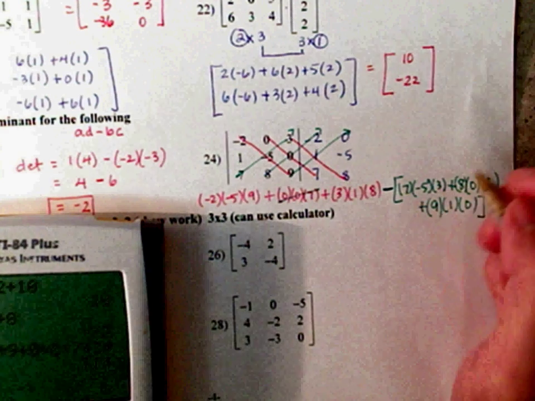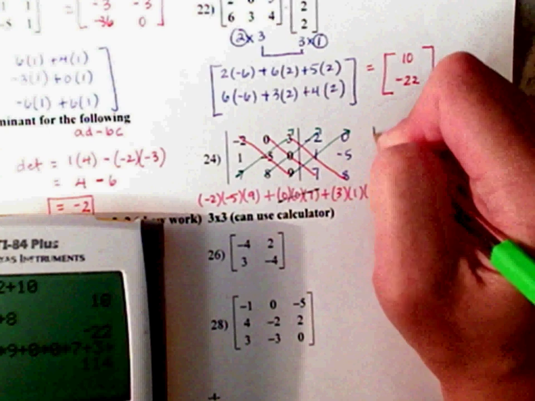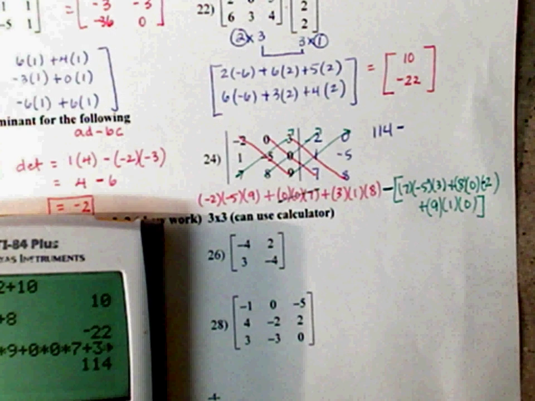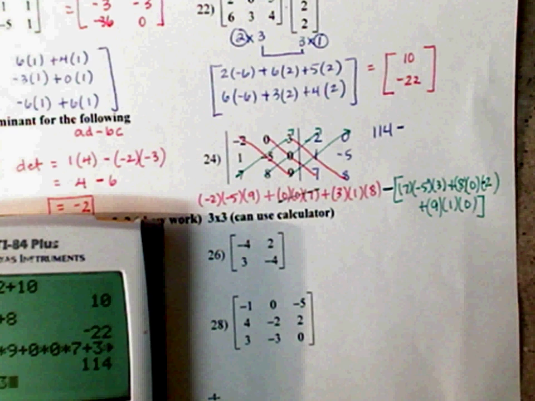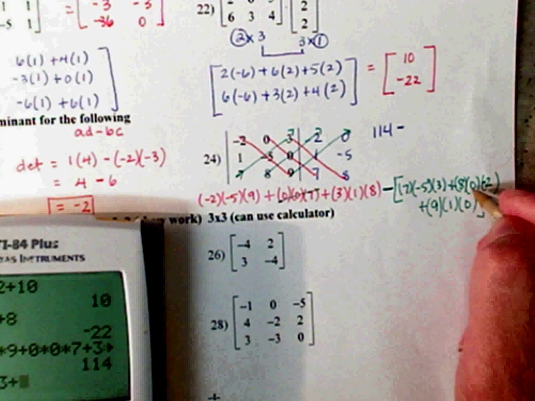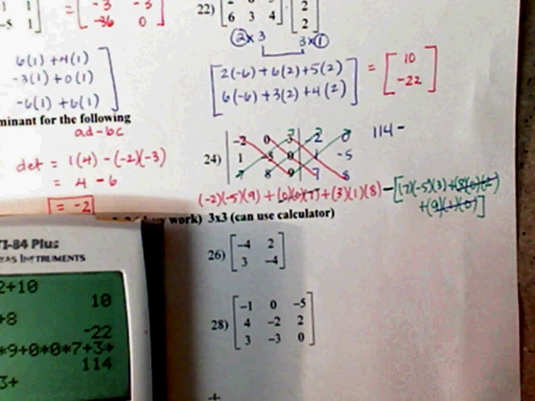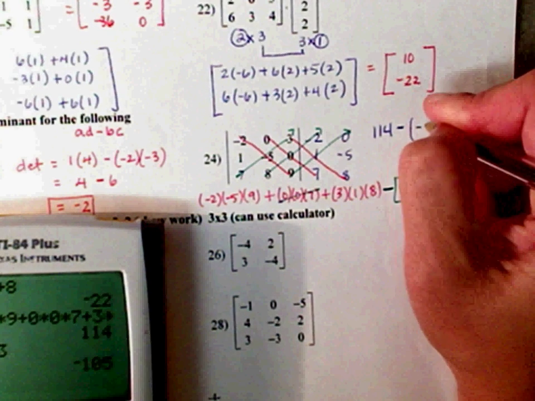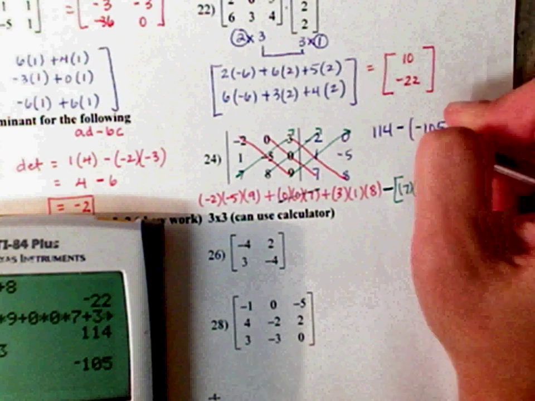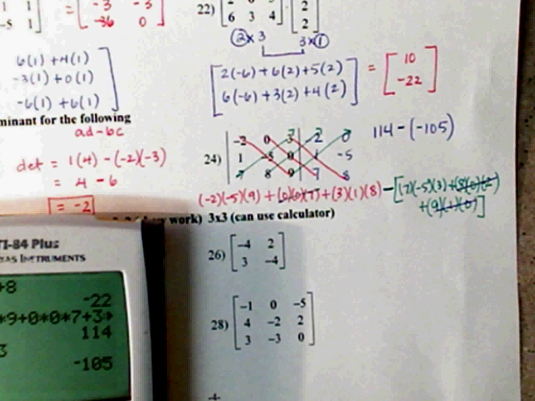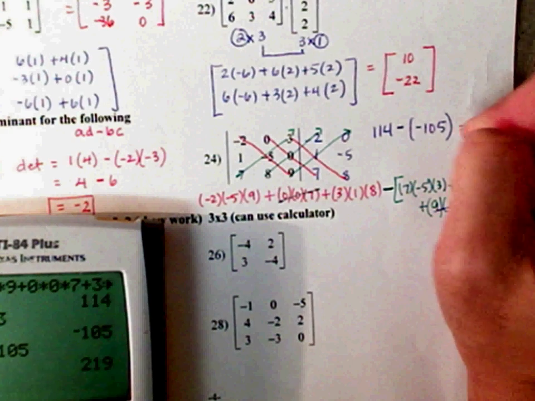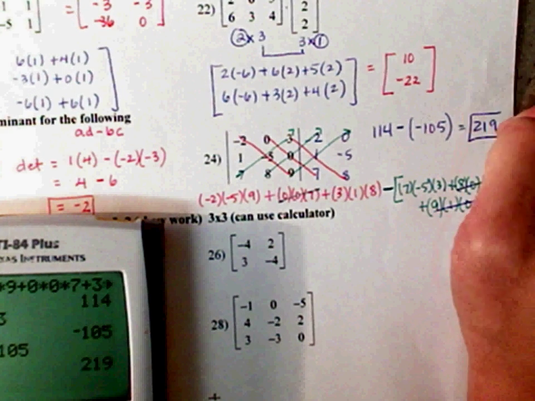I'm going to write it up here. Minus, do the same thing down there. 7 times negative 5 times 3 plus anything times 0 is 0, anything times 0 is 0. Okay? This comes out to be negative 105. Alright, so you got 114 minus negative 105, and that comes out to be 219. 219 is your determinant.